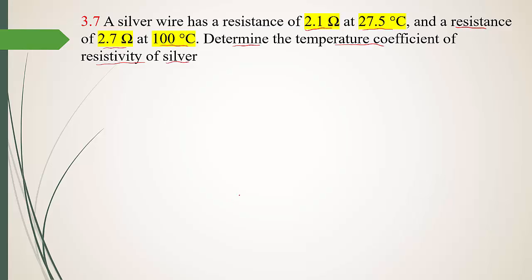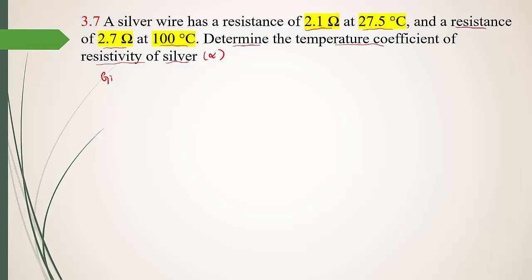See here, temperature coefficient. You can remember in linear expansion, we used the term coefficient of linear expansion as alpha, coefficient of superficial expansion as beta, and coefficient of cubical expansion as gamma. Likewise, here this is the temperature coefficient of resistivity of silver. Let us take it as alpha. Here we have to calculate the value of alpha.